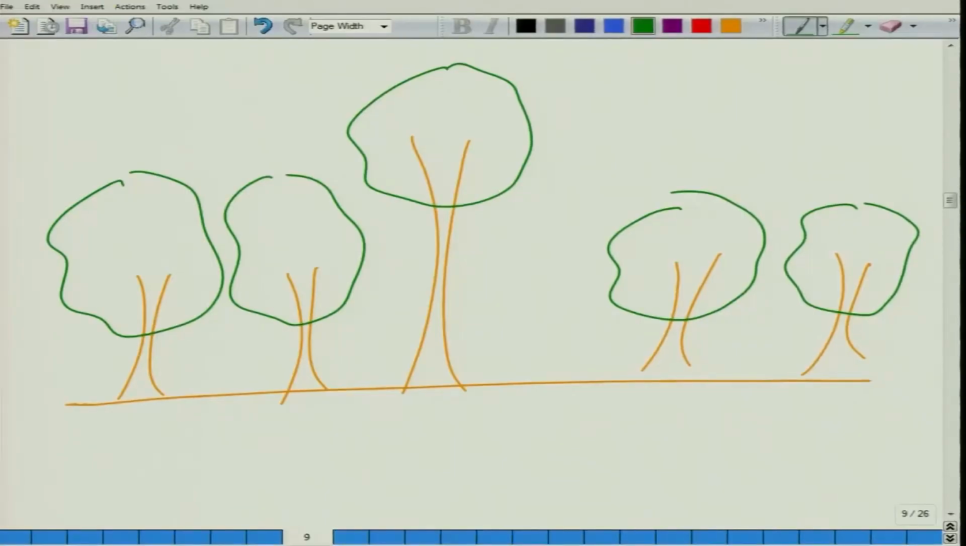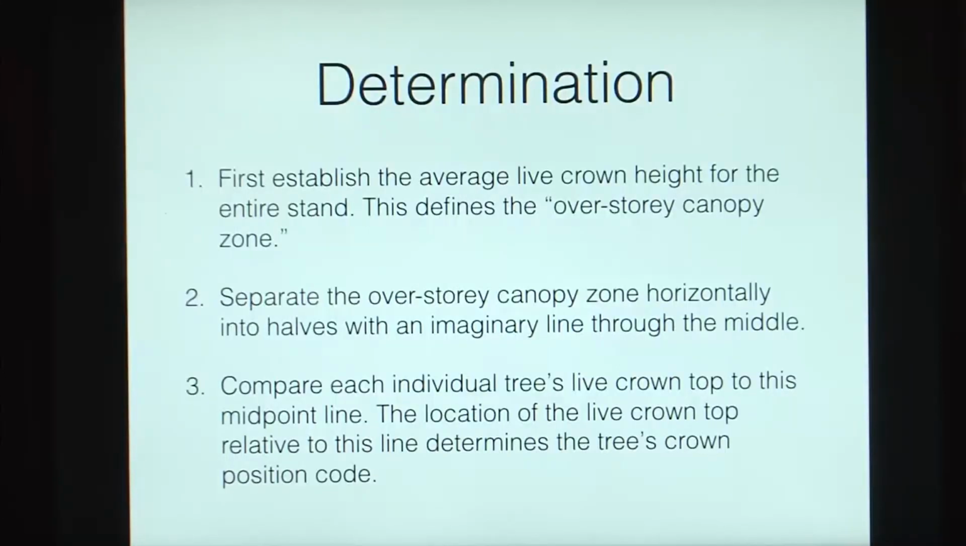Step 2 in the slides shows that we separate the overstory canopy zone horizontally into halves with an imaginary line going through the middle. So, the average will be divided into 2 halves. Next, we compare each individual tree's live crown top to its midpoint line, and the location of the live crown top relative to this line determines the tree's crown position code. So, now we have 2 lines, one is the average line, one is the 50% of the average line, and we are going to compare all the live crown tops with these 2 lines.